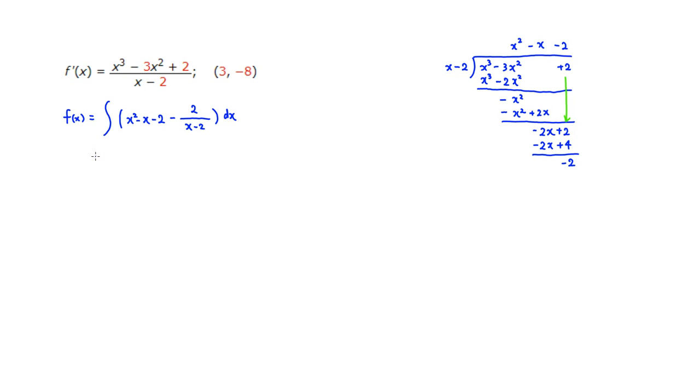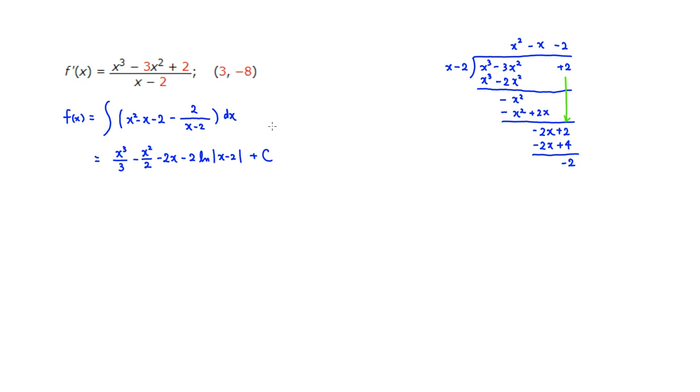Then we can find the antiderivative here. The antiderivative of x squared would be x cubed over 3. And the antiderivative of negative x is negative x squared over 2. The antiderivative of negative 2 is negative 2x. Then you have a negative 2. The antiderivative of 1 over x minus 2 is natural log of absolute value of x minus 2. Then you might have some constant c.